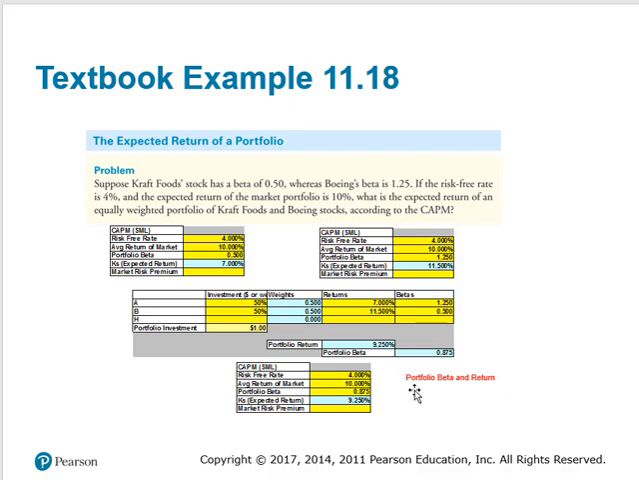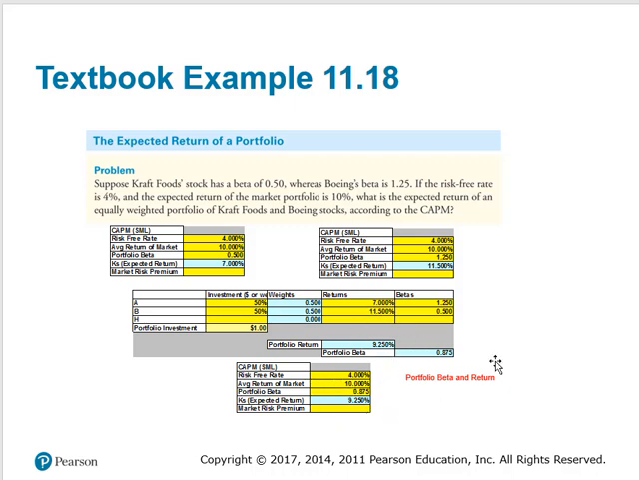If you use the portfolio beta and return worksheet, we can calculate the expected returns for the two assets. For Kraft, we would expect about a 7% rate of return, and for Boeing, we expect 11.5%. If we put 50-50 in each one, we would expect to earn roughly 9.25%. And the beta of this portfolio would be 0.875.